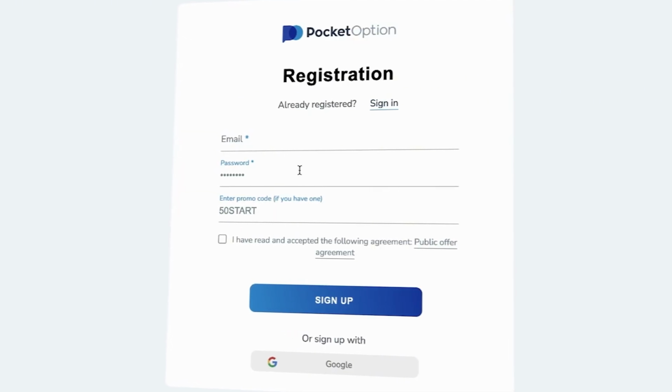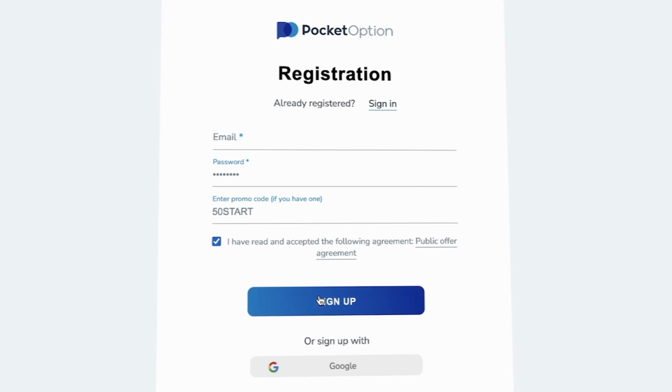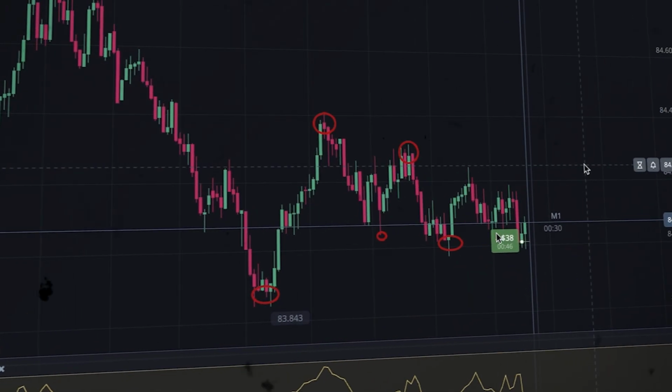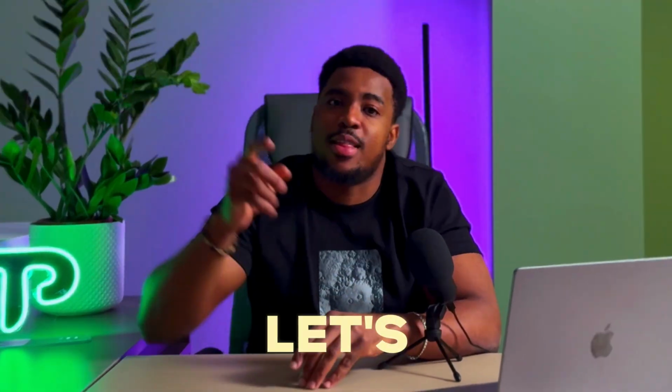Choosing a platform for trading and instructions on how to use it. Top tools for quick earnings, practice, and additional income. Are you ready? Then let's get started.